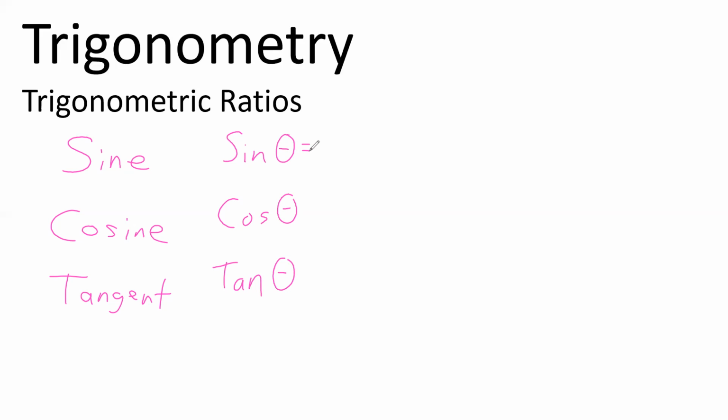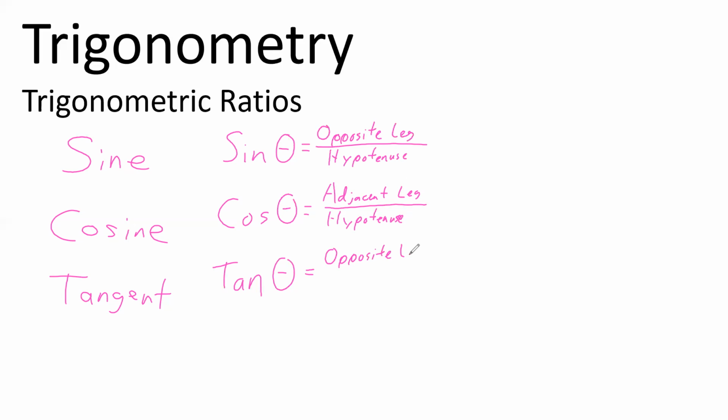Sine of theta is equal to the opposite leg over the hypotenuse. Cosine is equal to the adjacent leg over the hypotenuse. And then tangent is equal to the opposite leg over the adjacent leg.